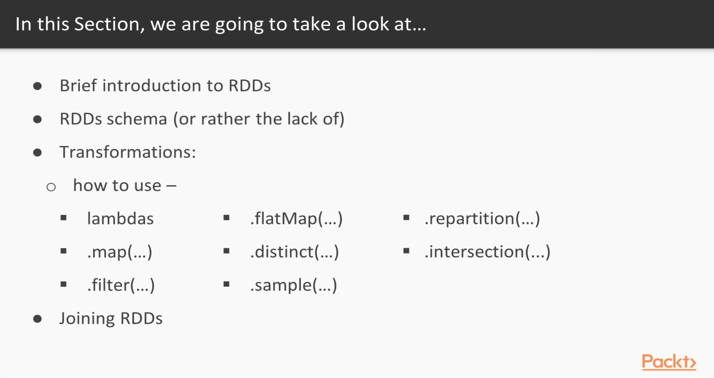In this section, we are going to briefly introduce RDDs, a backbone of Spark and one of its first fundamental data structures. We'll also touch upon the fact that RDDs are schemaless structures that can help you handle both structured and unstructured data. Next, we'll go through a sweep of the most popular transformations available for RDDs, and we'll discuss the concepts of lazy execution. Finally, we'll show you how to join two RDDs.